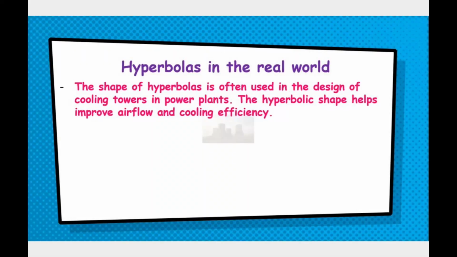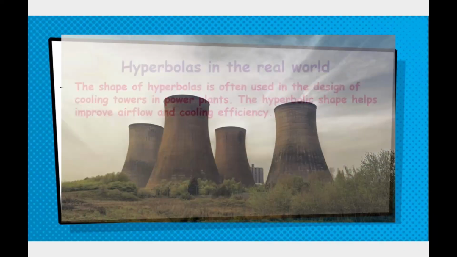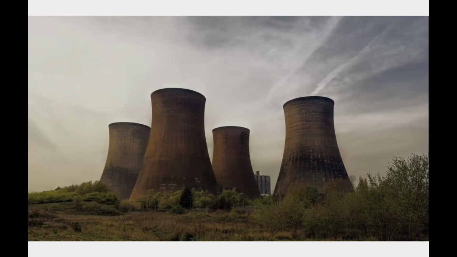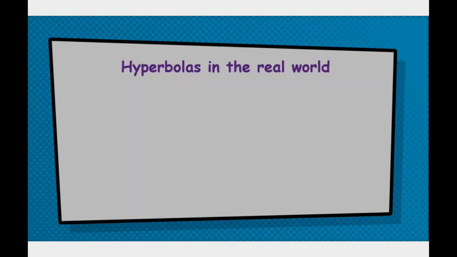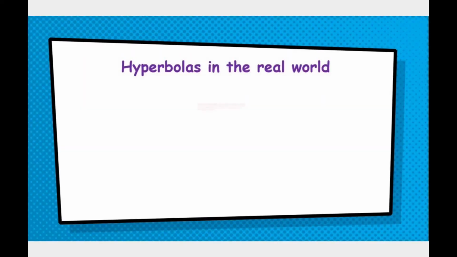Just like with ellipses, we looked at a few hyperbolas in the real world. The shape of a hyperbola is often used in the design of cooling towers and power plants. The hyperbolic shape helps improve airflow and cooling efficiency. There are other applications, obviously, as well. I'm not going to list them all, but here's an example of a real world type of hyperbola that is out there.